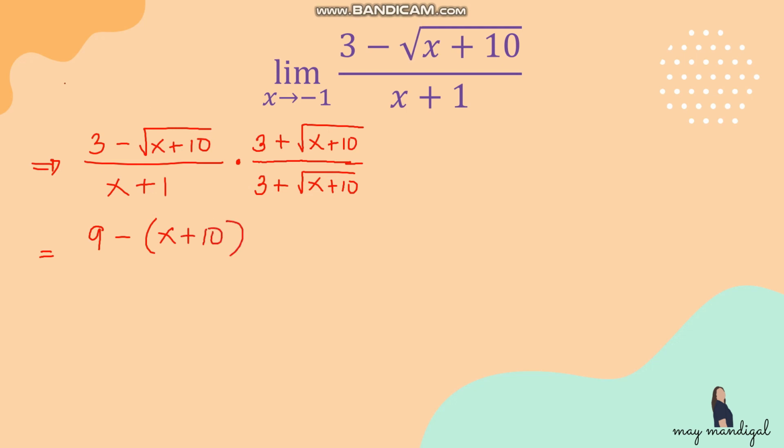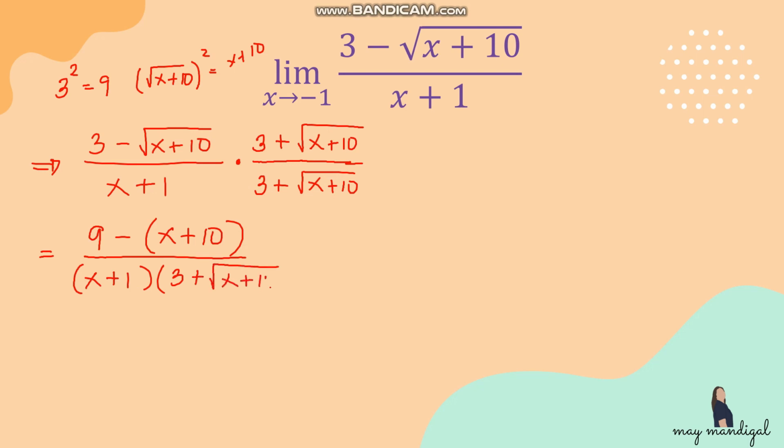What happened here is you just square the first term, which is equal to 9, and then we also square the second term, which is x plus 10. So 9 is this one, and then x plus 10, and the operation is subtraction. For the denominator, you don't really need to multiply all of them, so just write them as factors: x plus 1 times 3 plus square root of x plus 10.